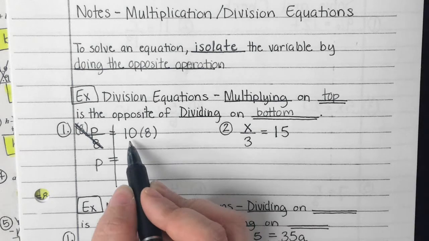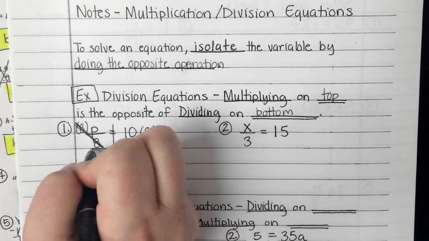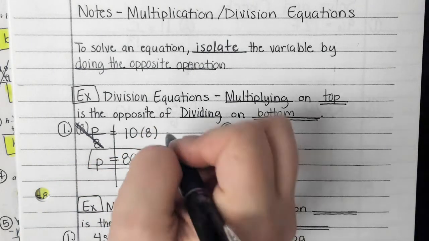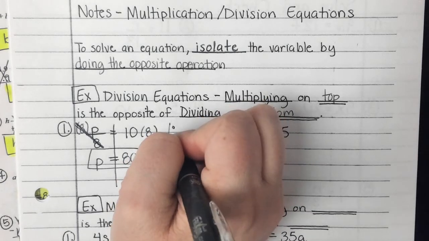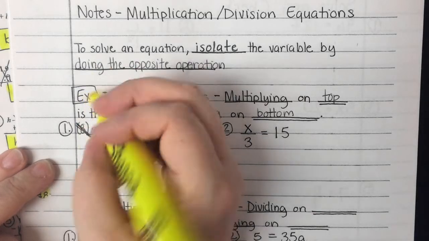All right, and then over here it says 10 times 8, which is 80. Ta-da, you just did a division equation. Okay. All right, we need to check it just like we were checking them yesterday. We're still going to check them. All right, I'm going to go back over here and highlight our original problem.